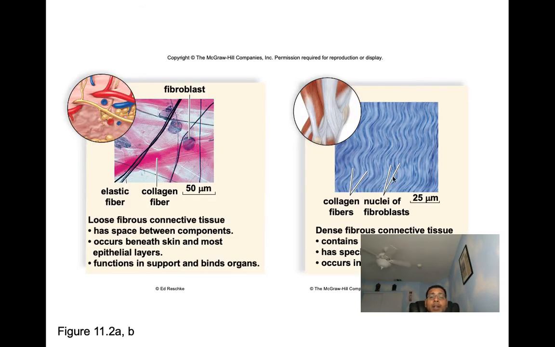Next then we've got dense fibrous connective tissue. Dense fibrous connective tissue, you can see, contains many collagen fibers. These are all collagen fibers you see here. And in between these collagen fibers, you can appreciate fibroblast nuclei in certain locations. And this tissue is going to have many specialized functions, and it occurs in our tendons and ligaments, we said.